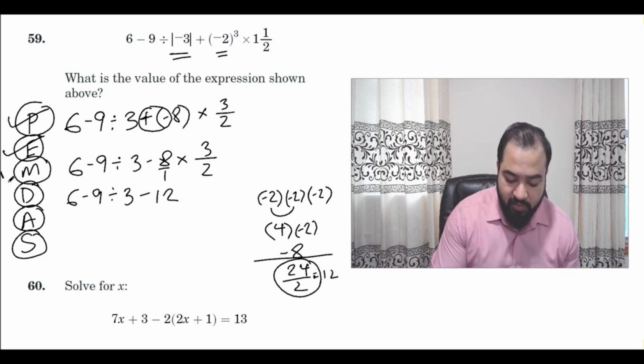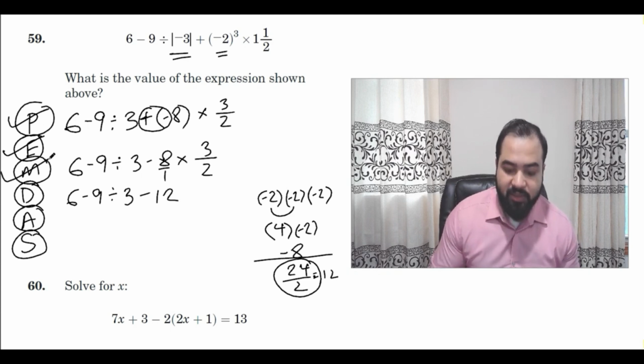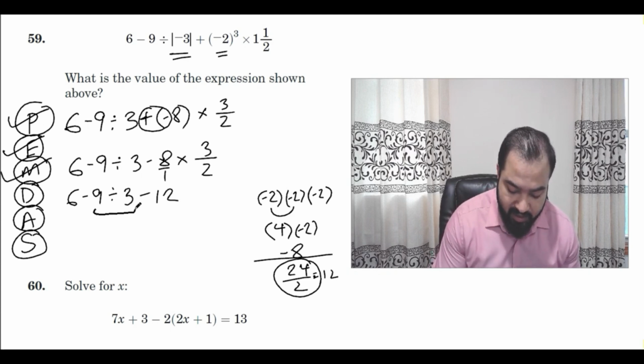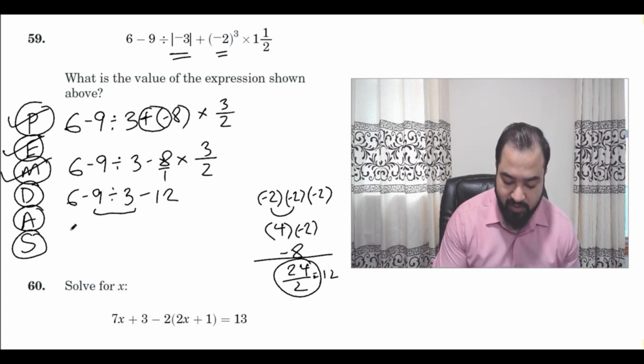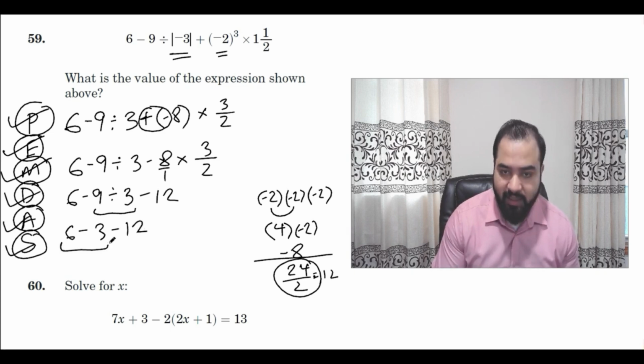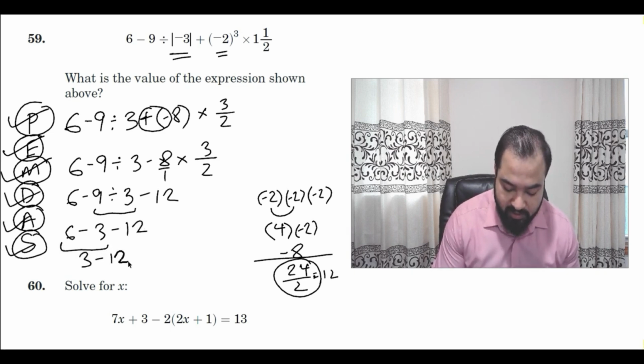Now we dealt with the multiplication. Now let's deal with the division. 9 divided by 3 will be 3. So we have 6 minus 3 minus 12. We did take care of division. Now let's take care of addition and subtraction. We know that 6 minus 3 is 3, and 3 minus 12 will be negative 9.